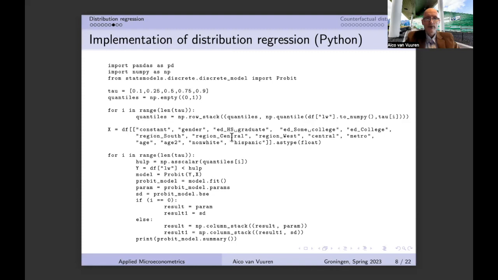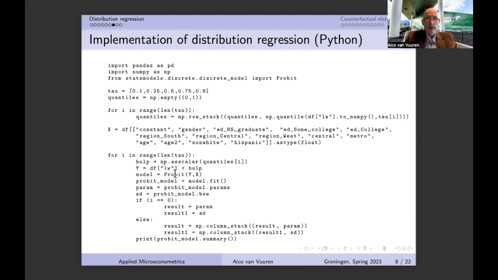And then here we have the axis that we're going to include, and then for all these different quantiles that we have calculated, we are going to do distribution regression with respect to this for loop that we have over here. First of all, I'm going to introduce this dummy variable. Y is simply a dummy variable that indicates that the log wage should be smaller than the quantile. Here we have this variable that I needed actually in order to get a quantile. And then after that, we do probit.